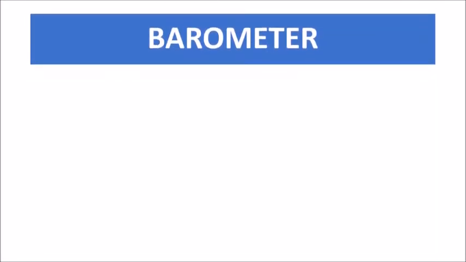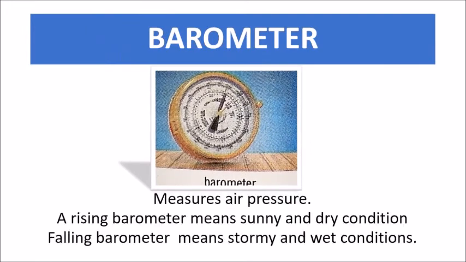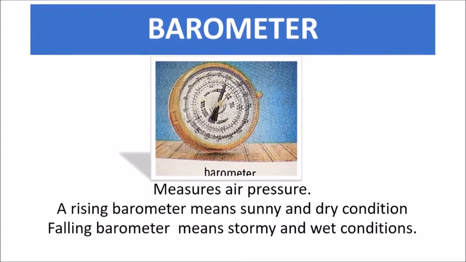Next, we have barometer. It looks like compass, measures air pressure. A rising barometer means sunny and dry conditions. Falling barometer means stormy and wet conditions.